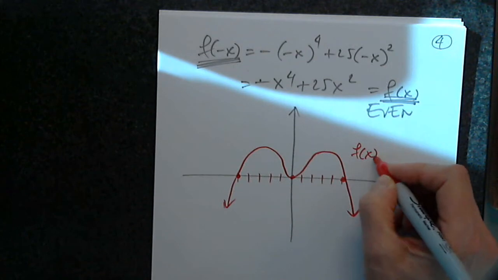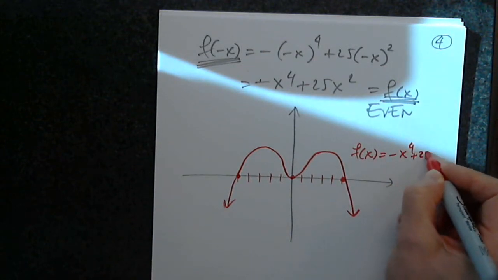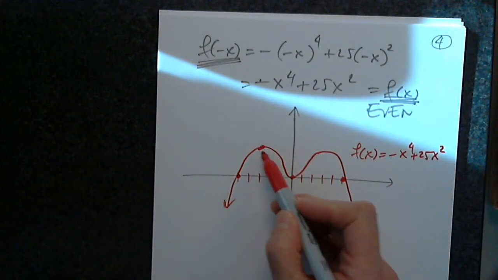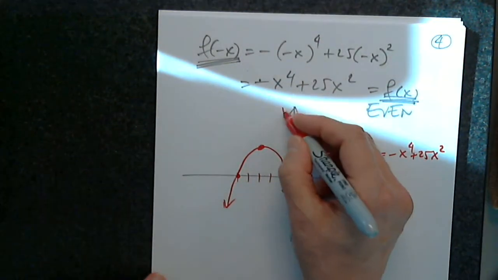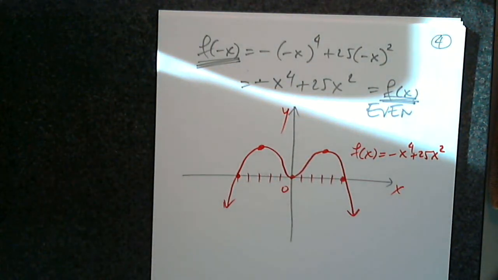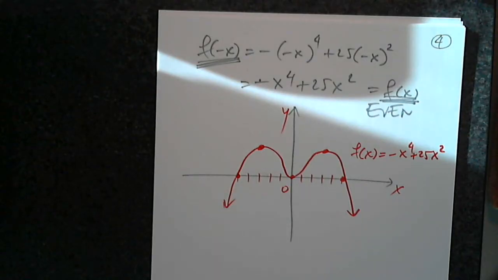So this is f of x, negative x to the fourth plus 25x squared. The only thing I cannot determine is this maximum, so I need the graphing calculator for that. And it's going to be the same maximum on both sides. I know the function is even, not odd. Sorry about that. So in y equals negative x to the fourth plus 25x squared.